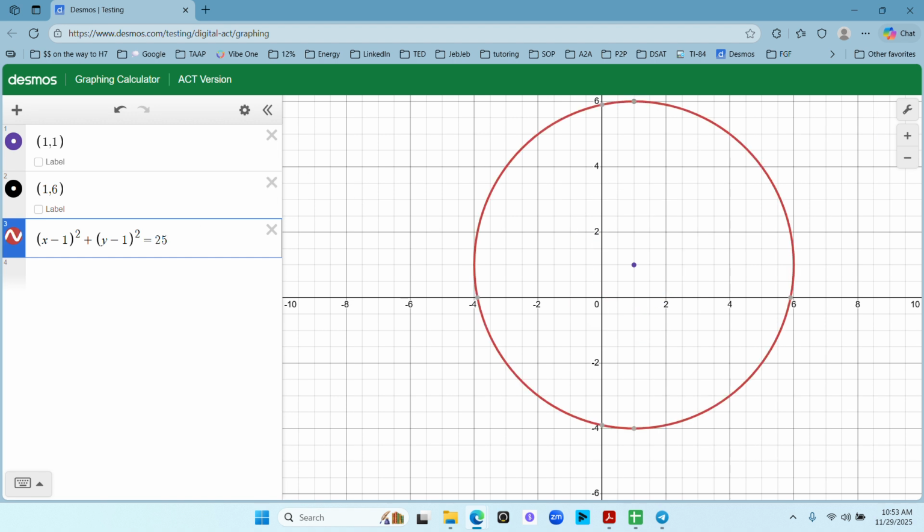If I put answer choice B in, which was the same equation except this changed to 25, now it goes through the right point, and B is the correct answer.